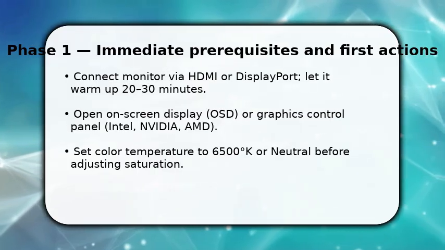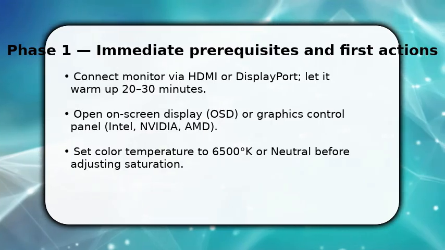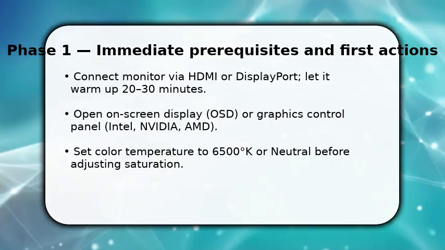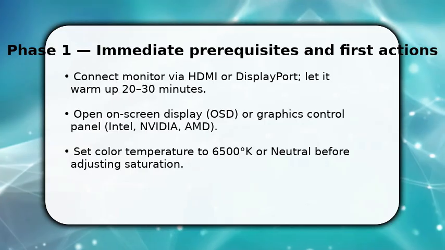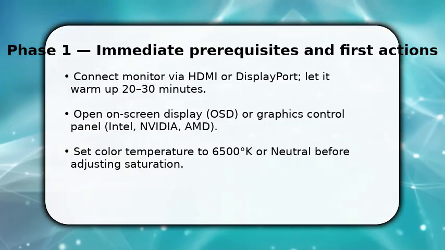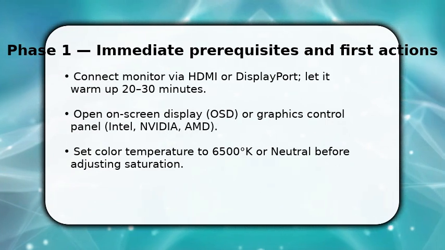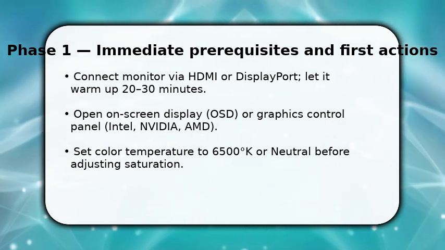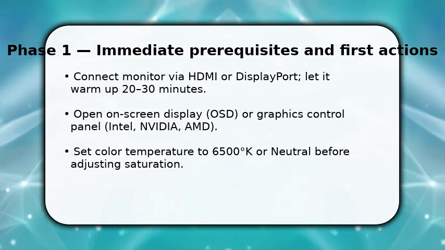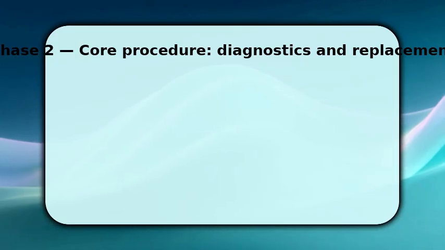Make sure color temperature is set to 6,500 degrees K or neutral, because saturation changes depend on a correct white point. Now, locate the saturation or color intensity slider. Keep initial changes small, around 5–10% to avoid overshoot. You will now make the detailed adjustments.